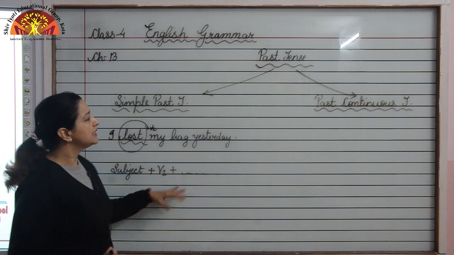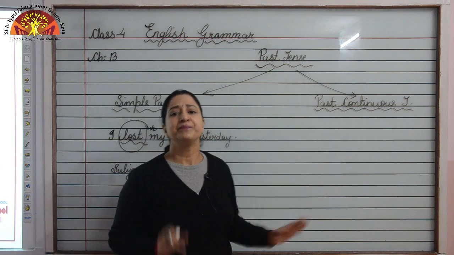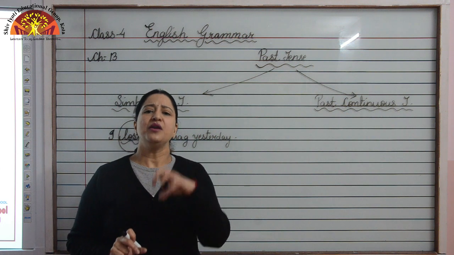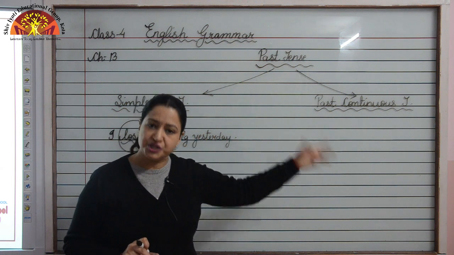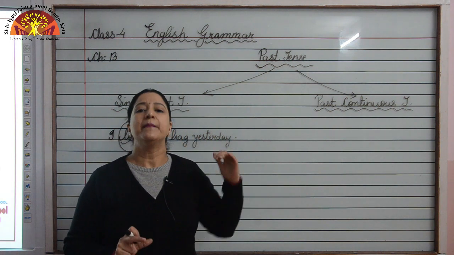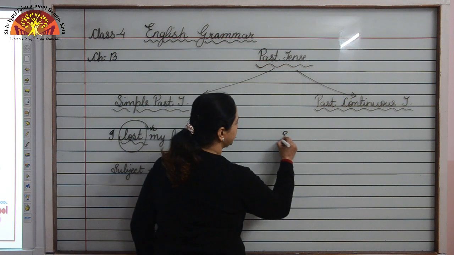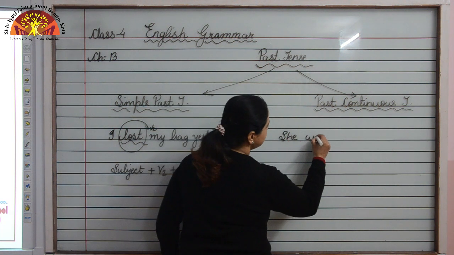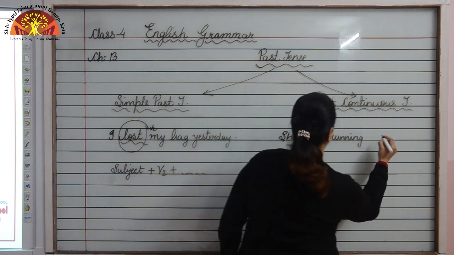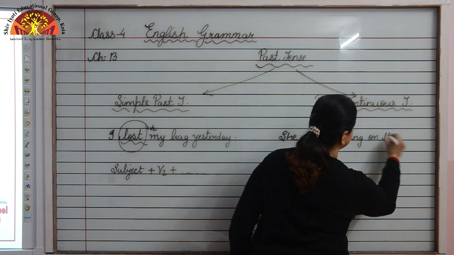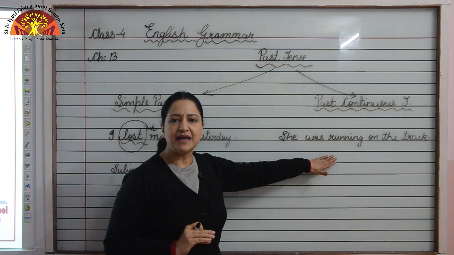Okay, now let's move to past continuous tense. Okay, now what is past continuous tense? Whenever we are talking about some action which started in the past, it took some time and it finished there only, then it is called past continuous tense. Okay, for example, she was running on the track. Okay, so this is past continuous tense.